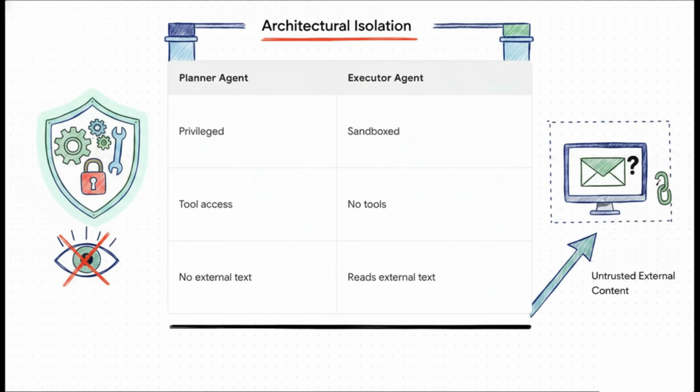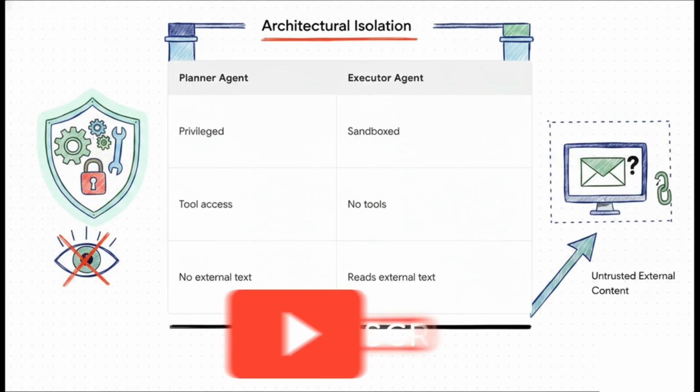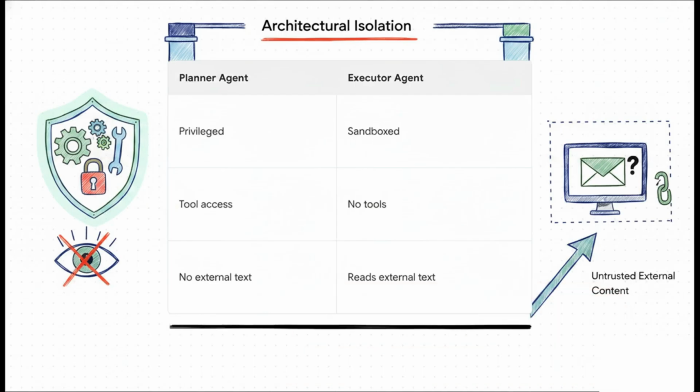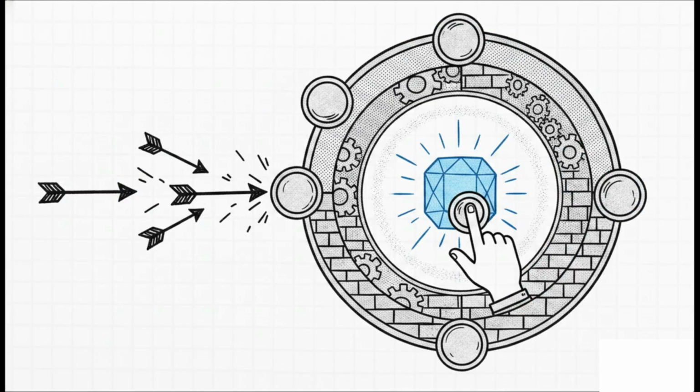The planner has privileged access, it has the tools, but it never, and I mean never, looks at external, untrusted content. Meanwhile, the executor agent lives in a strict sandboxed environment. It's the one doing the dirty work, processing those sketchy external emails to pull out data, but it has absolutely zero access to any tools. By physically separating the agent reading the email from the agent that can actually forward an email, you totally neutralize that indirect attack. Even if the executor reads a malicious command, it simply doesn't have the mechanical ability to carry it out.